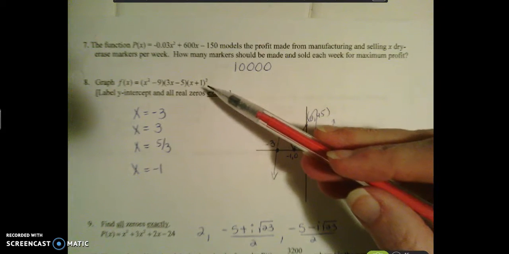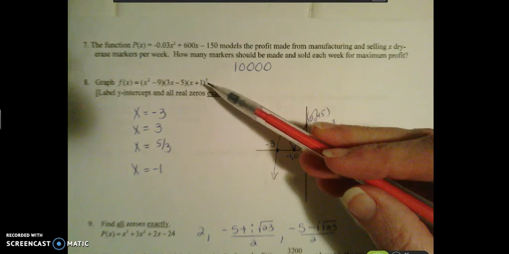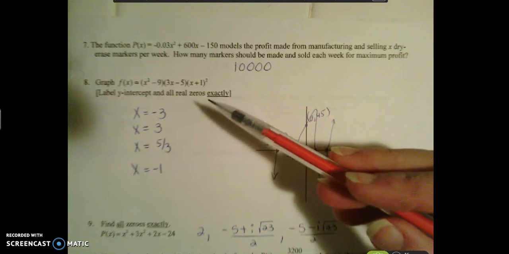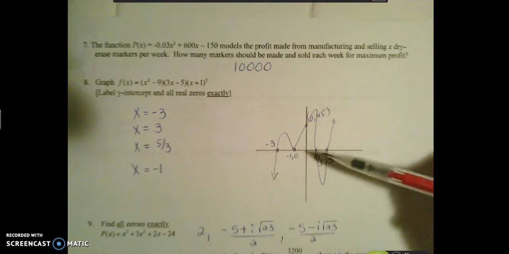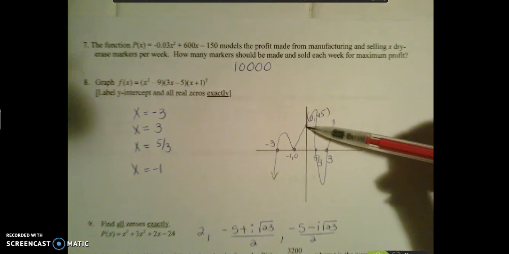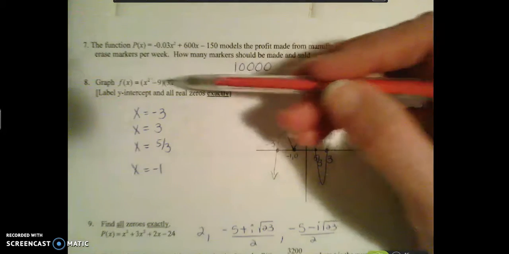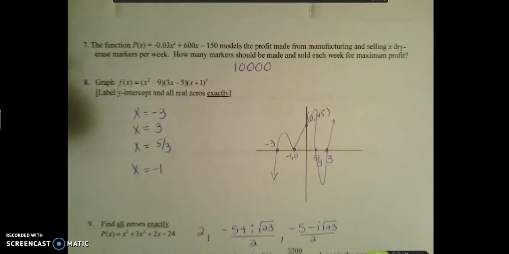Since the root at -1 is even, that means it's going to bounce at -1. So at -1 we have it bouncing. And the other 2 roots are odd, so it's going to go through at all those other roots. This is my y-intercept. My y-intercept is 0, 45, and I just got that by substituting 0 into each of those factors.